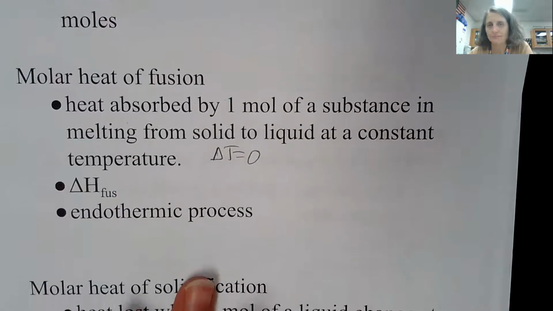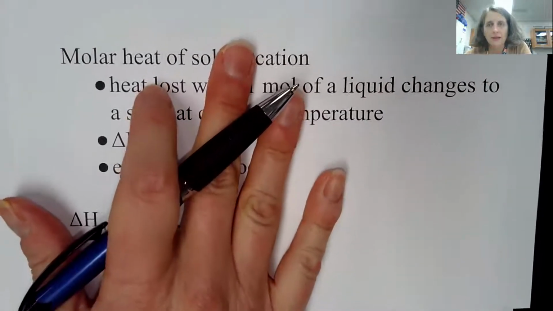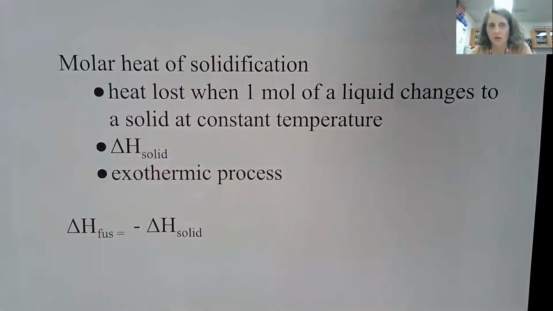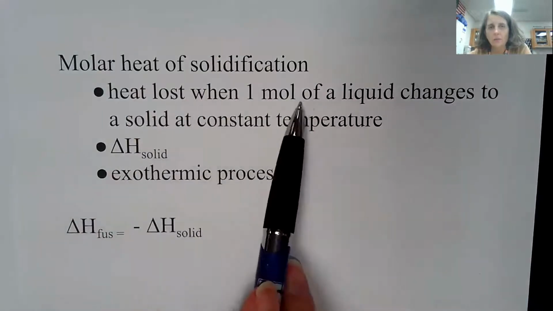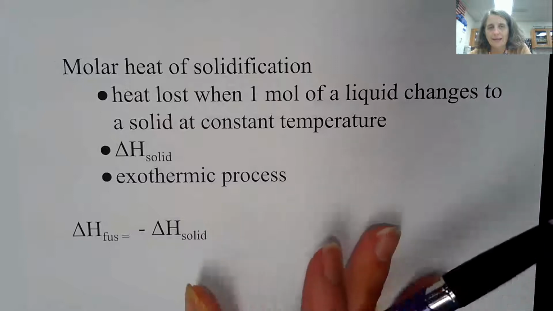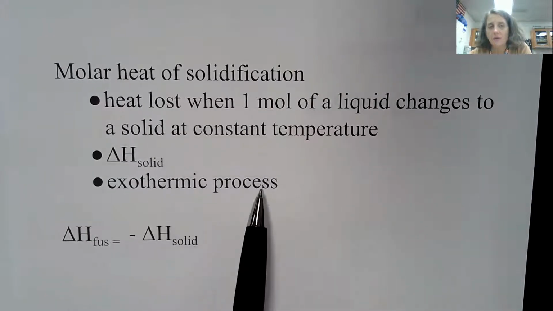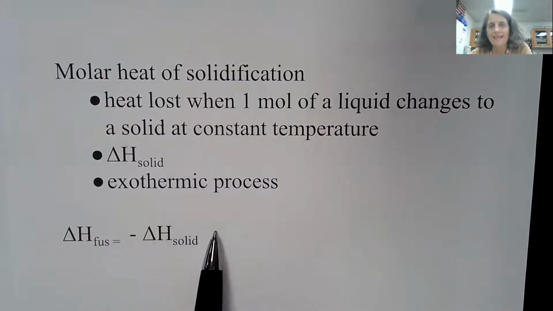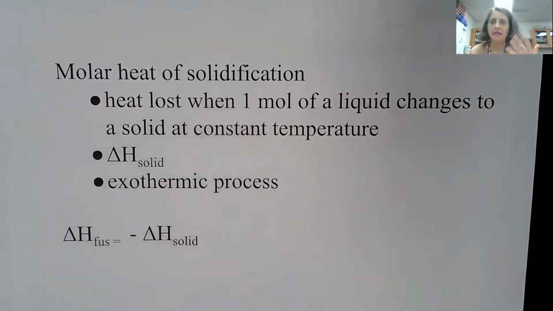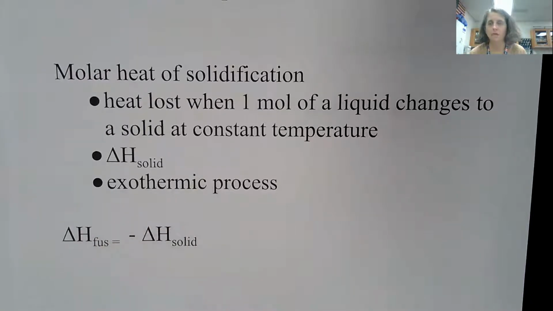So heat of fusion is the exact opposite of heat of solidification. So this is heat lost when 1 mole of a liquid changes to a solid at a constant temperature. So it is delta H solid. It is an exothermic process. That is why we write it as a negative, because what we're saying is we have to take heat out. So heat is lost, heat is removed, different words that you're going to hear here. So again, pause the video and write down this information because I'm not going to spend any more time on it. So please pause the video.